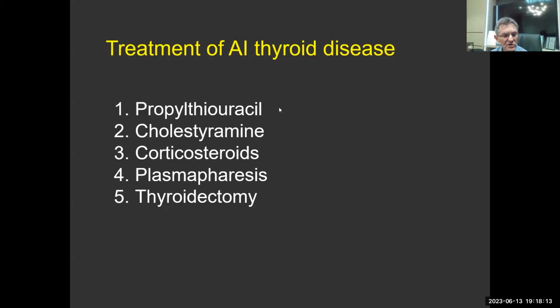And so treatment is very aggressive. You can use anti-thyroid drugs. You can try and bind the thyroid hormone in the bile salts by giving cholestyramine, but you sometimes have to be very aggressive and give them high doses of corticosteroids. You sometimes have to do plasmapheresis or an urgent thyroidectomy. So it can be quite a devastating disease.